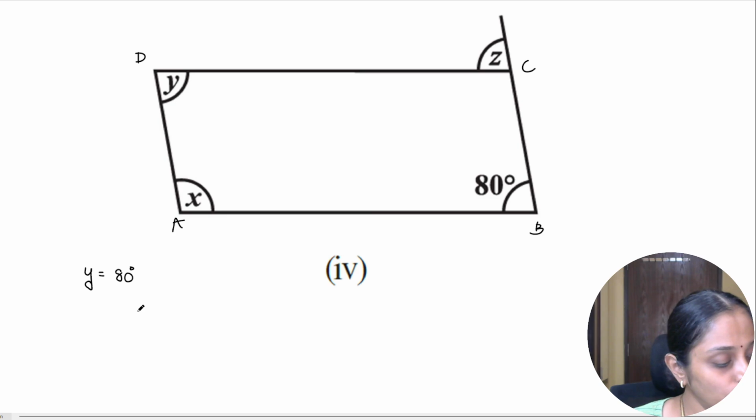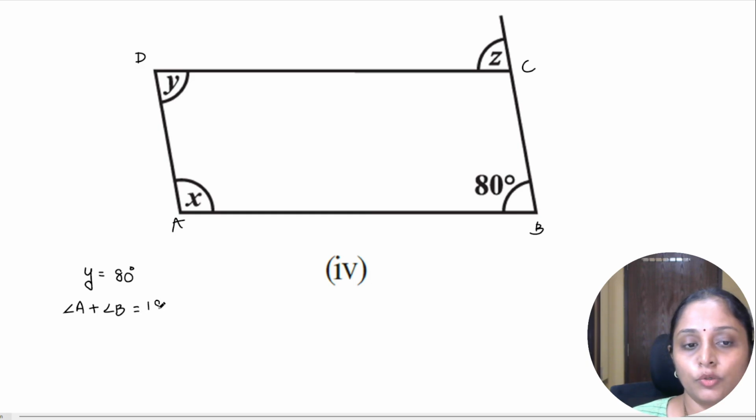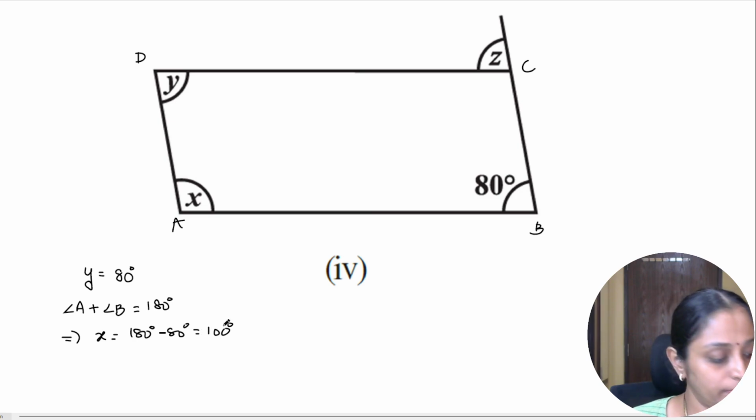Next, let us look at x. I know that A and B are supplementary. So angle A plus angle B is equal to 180 degrees, which implies x is equal to 180 minus 80, which is equal to 100 degrees. So I got x, and once I have x, I know that if this is 100 degrees, this is also 100 degrees.